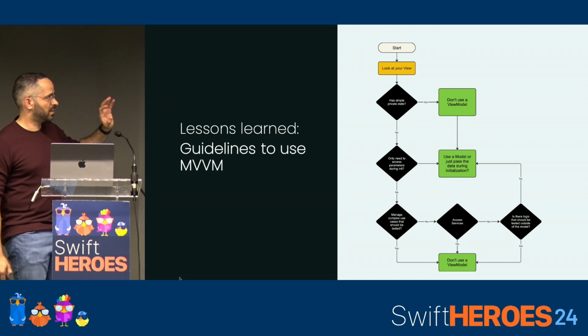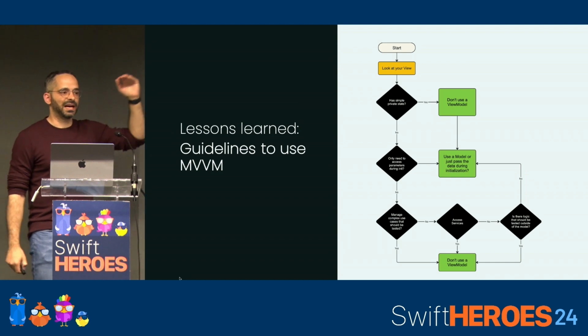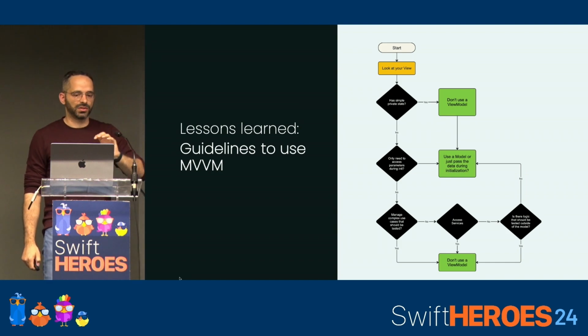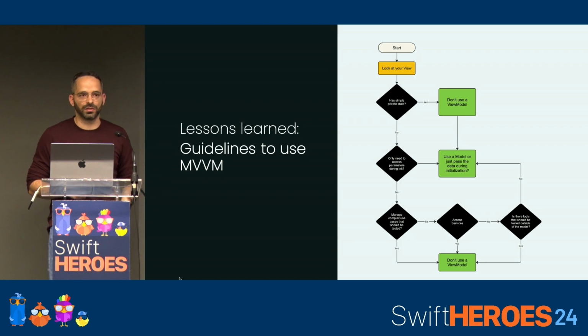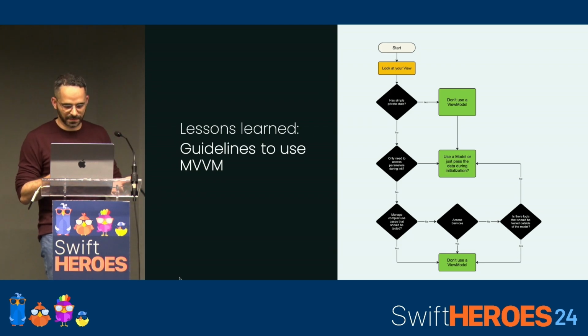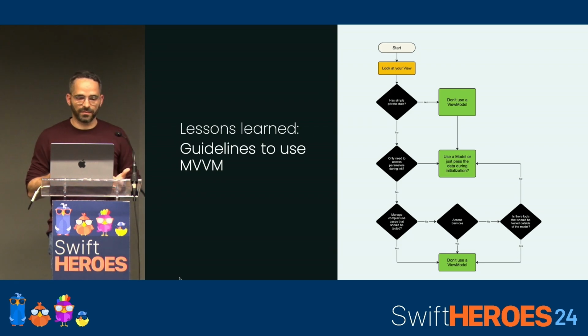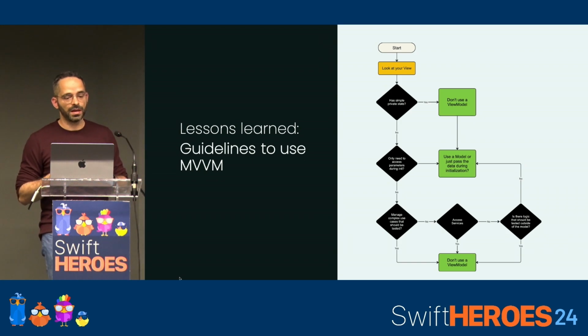So we developed this small diagram that basically asks you some questions and tells you if a ViewModel is enough, if you can just use a model, or you can just pass it in the initializer. What it says here is that first look at your view, ask if you just have private state. In that case, you don't need a ViewModel. Then you ask, do you really have some complex logic going on?